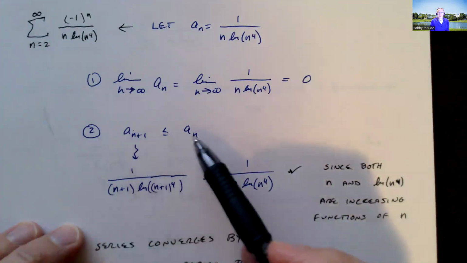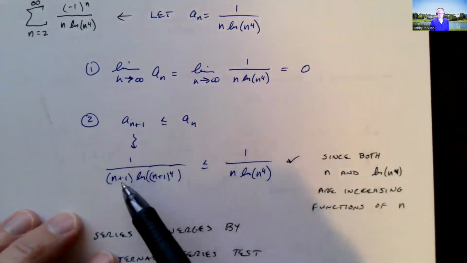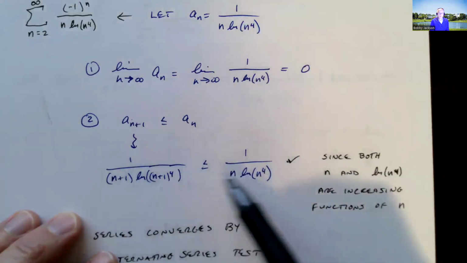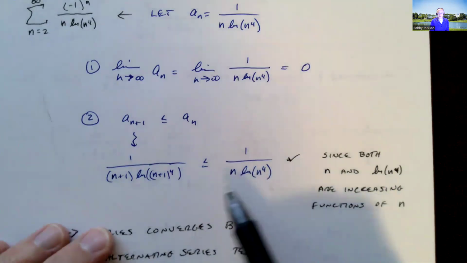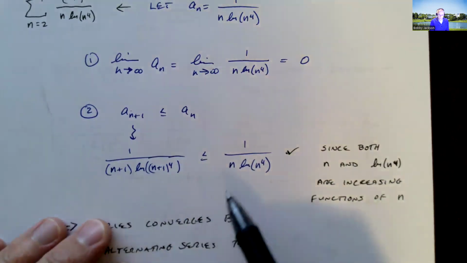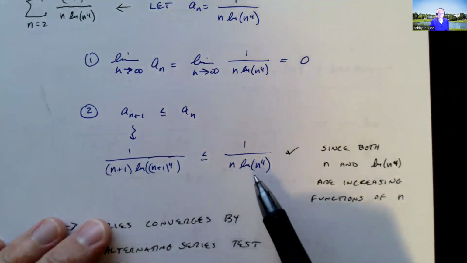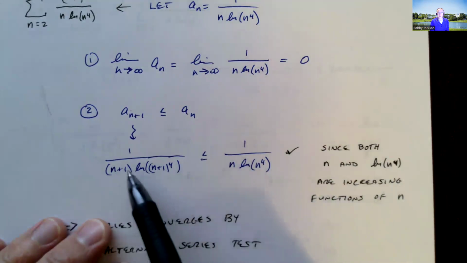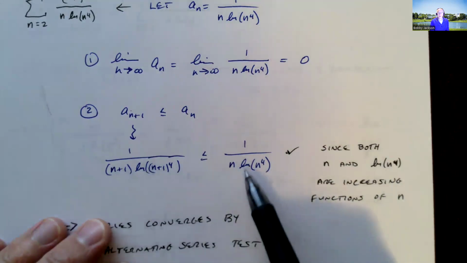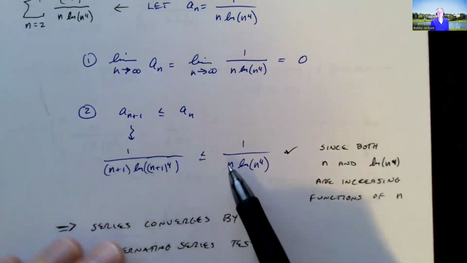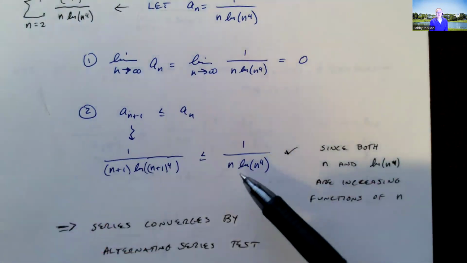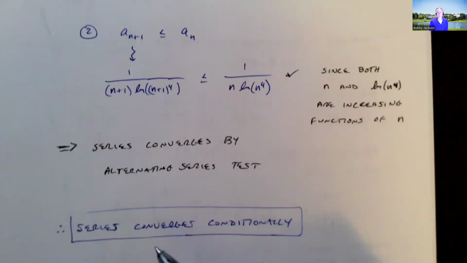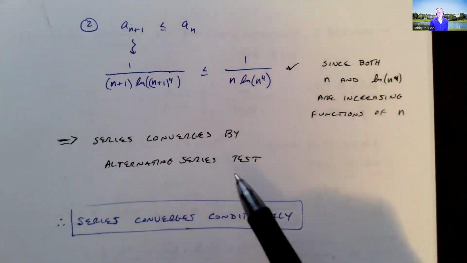And a sub n plus 1 is less than or equal to a sub n. If I plug in n plus 1 into my a sub n here, I get this, and that's clearly going to be less than this, and that's true because, again, the functions n and the natural log of n to the fourth are both increasing functions of n. So when I plug in n plus 1, something bigger than n, this denominator will be bigger than this denominator, making this fraction smaller. But these are the conditions that we need for the alternating series test. And when they're met, we know that the series converges. So this series will converge by the alternating series test.